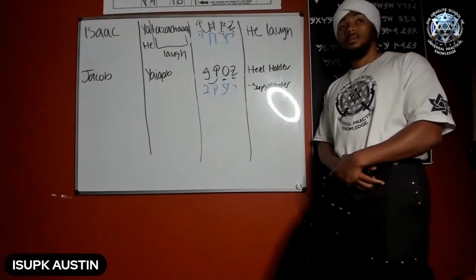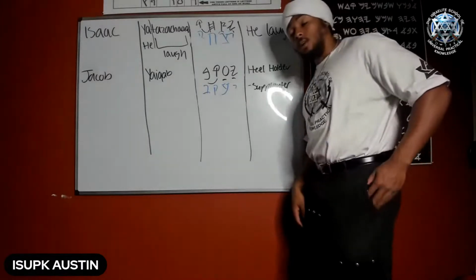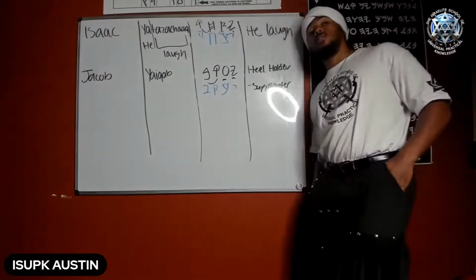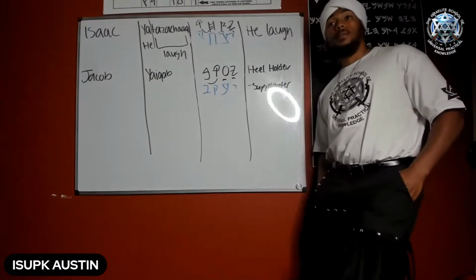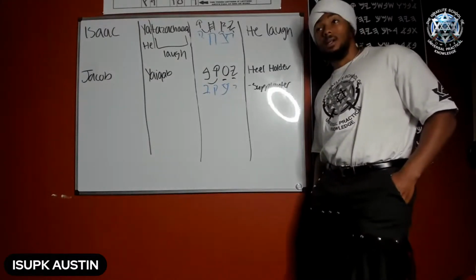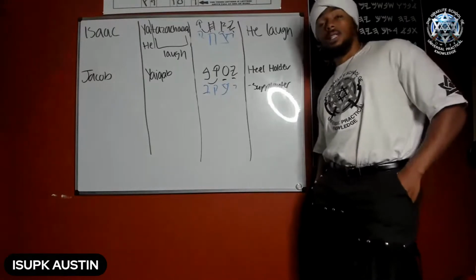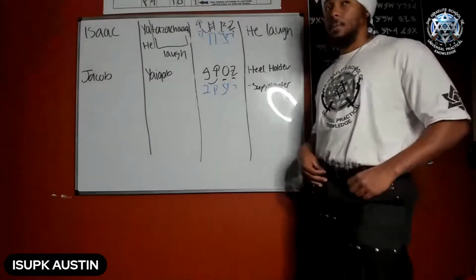Esau sold his birthright for a morsel of meat because he was hungry. He said, give me some meat. He sold his birthright for some meat, right? Right. Now, this is the part that people don't understand.